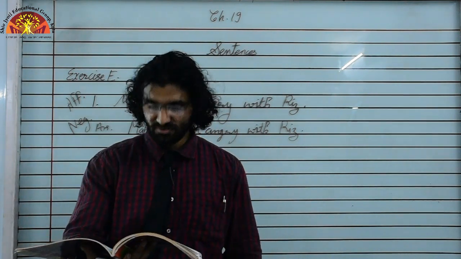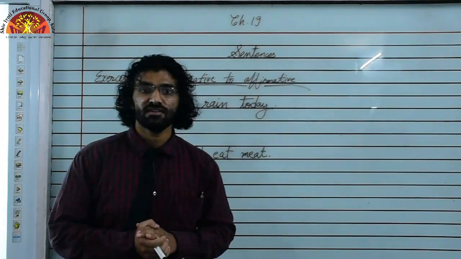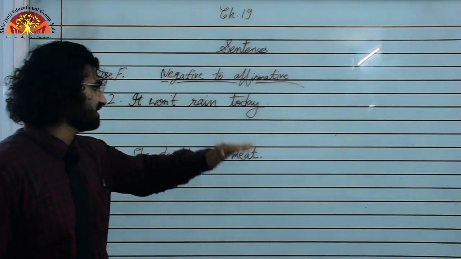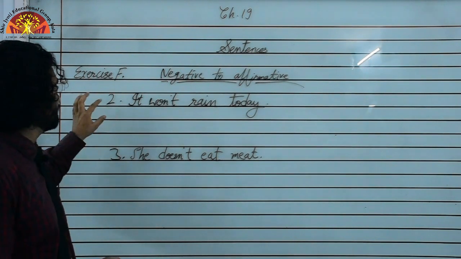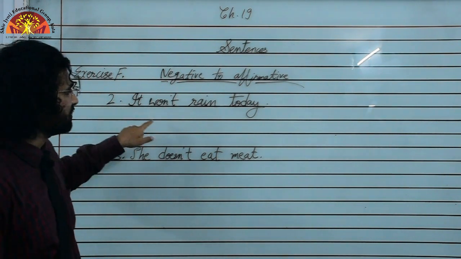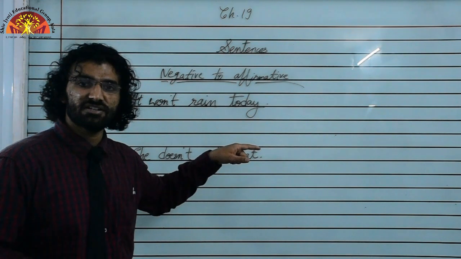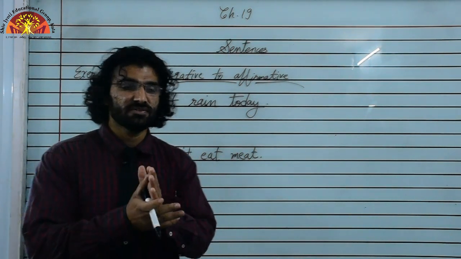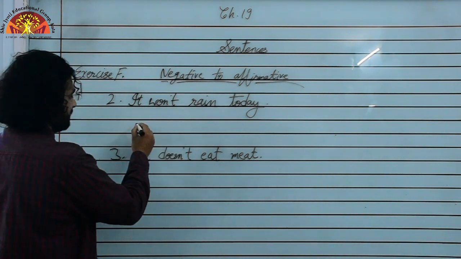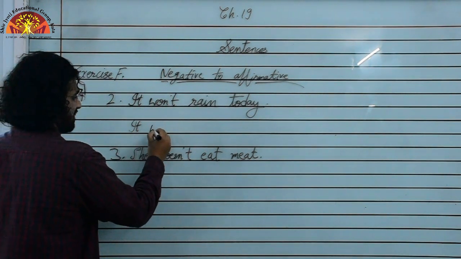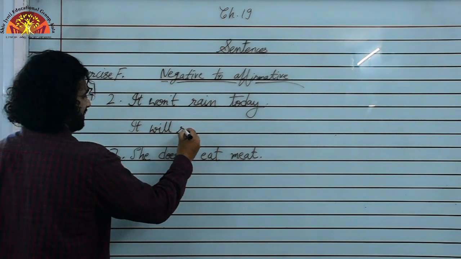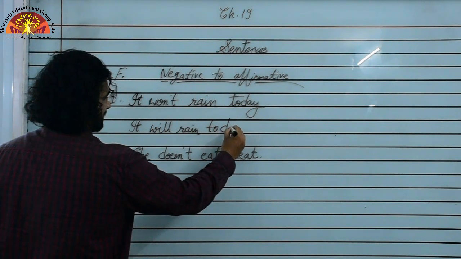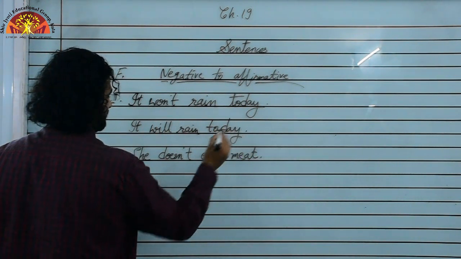So we are going to talk about now exercise F. Exercise F: from negative sentences to affirmative sentences. This is what we have to do here. Here we have the second one, it won't rain today. It's a negative sentence, which means it will not rain today. Okay, we have to make it affirmative. So it's very easy. It won't rain today. It will rain today. Okay, it will rain today. It's going to rain today.